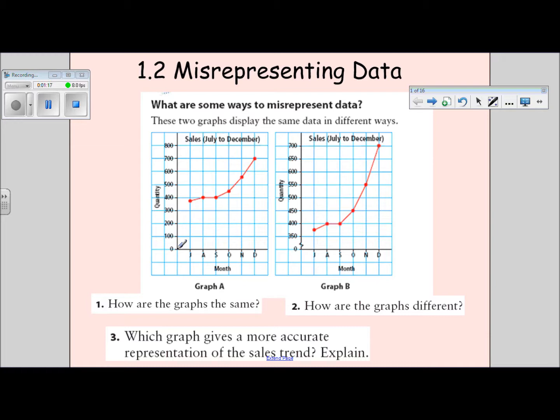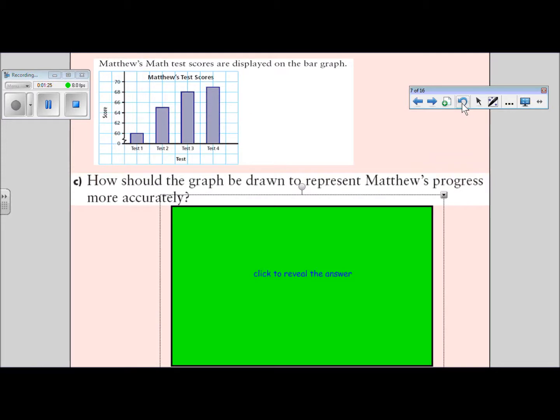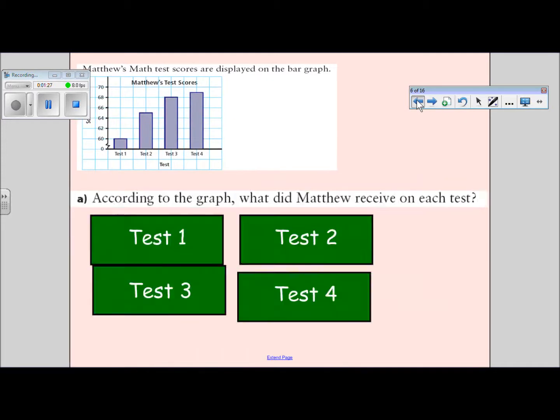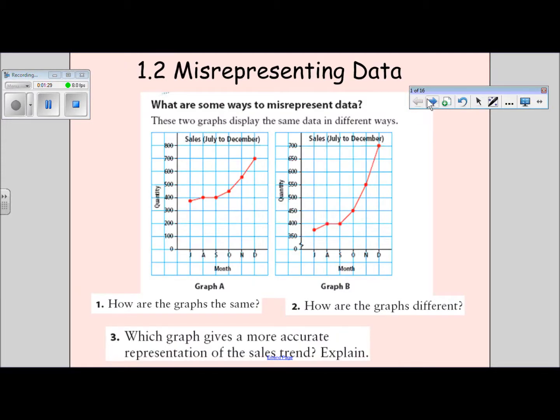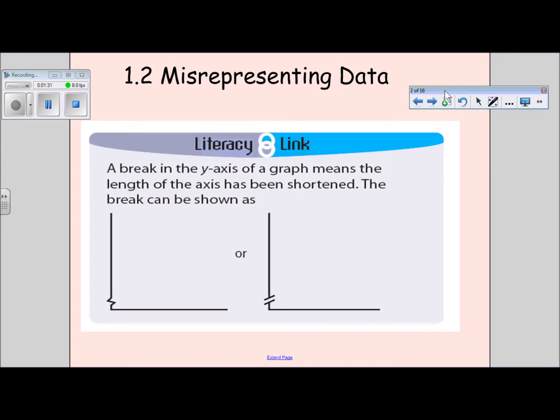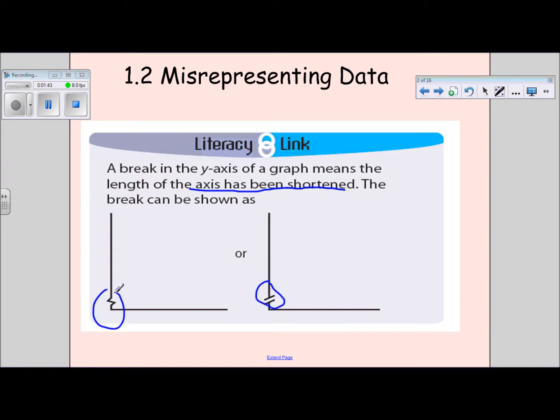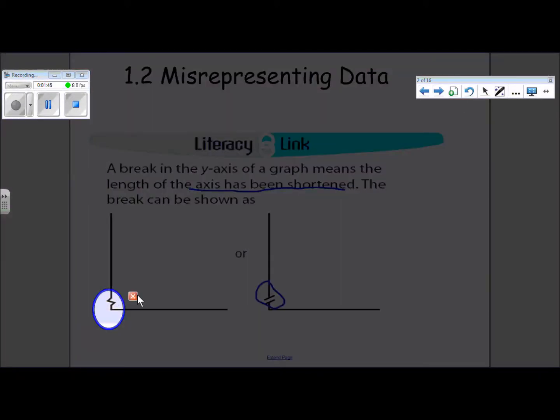So at the bottom right hand side you can see that there's a little squiggle that shows the break in the y-axis. So we can see that the break in the y-axis of a graph means the length of the axis has been shortened. So the break can be shown as this or as this.